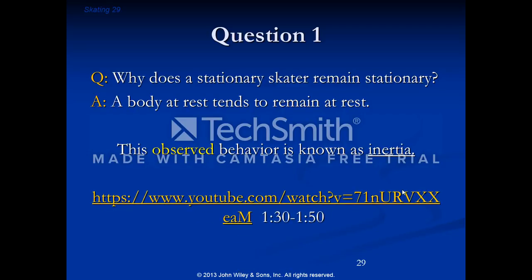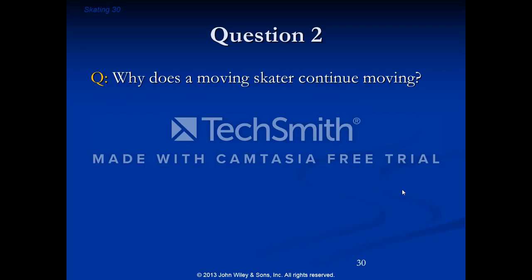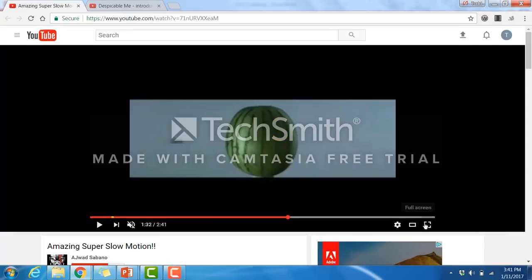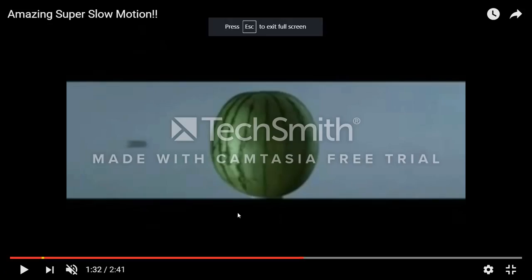To help visualize this idea of inertia, I'm actually going to show you a quick YouTube clip. So let me flip over to my YouTube video here. All right, so here's a watermelon. It's at rest, and you're going to see in this video clip, as soon as I hit play, somebody's shooting a bullet at it. Watch what happens. This watermelon wants to stay at rest.